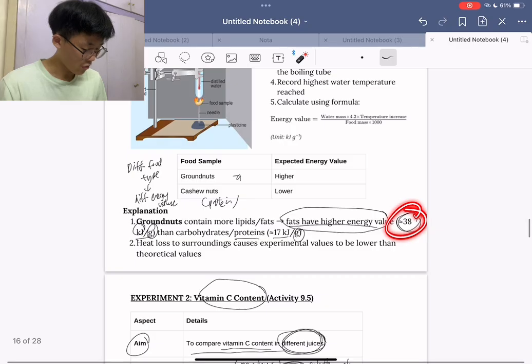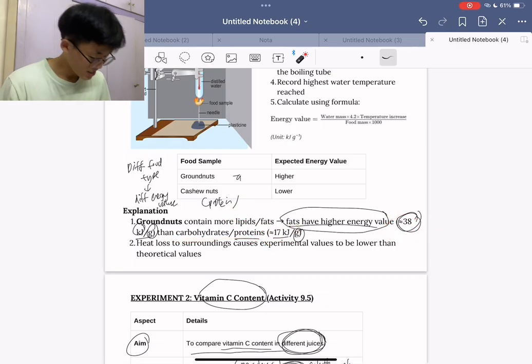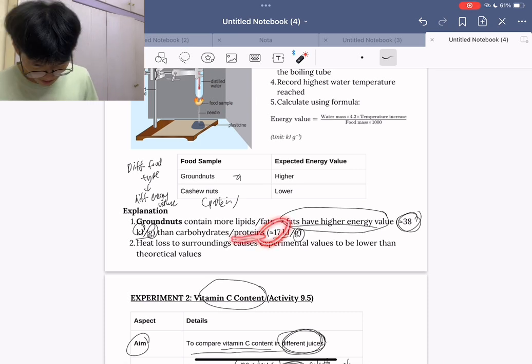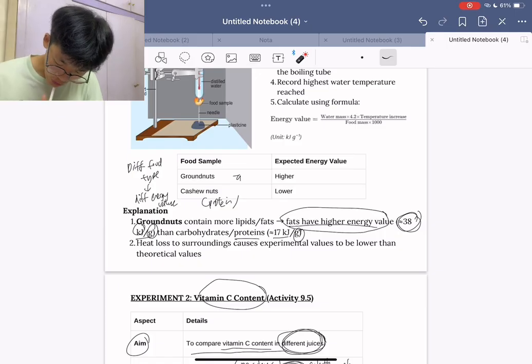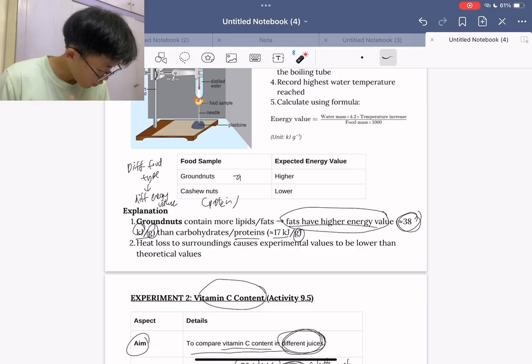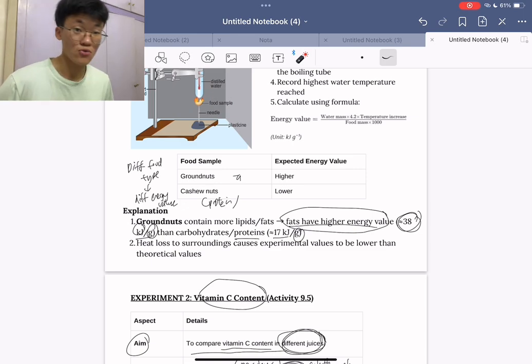For example, 38 for lipid, 17 for carbohydrates or protein, 17 most probably for protein. You need to find out, I have already forgotten. It's not in your textbook. So maybe you can Google how much 17 is provided by protein or carbohydrates. I have already forgotten, so sorry.